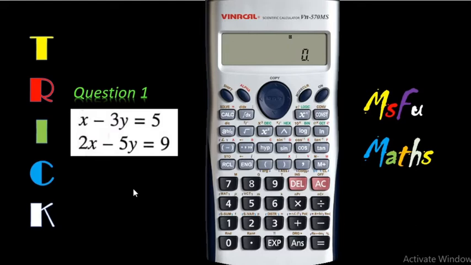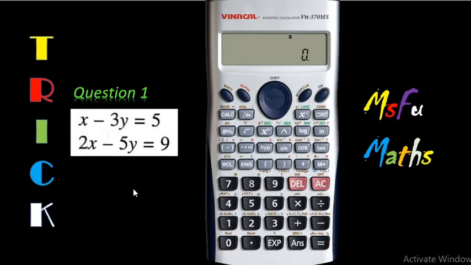Of course we can solve simultaneous equations by using the algebraic method, where you have to use the elimination method or the substitution method, or sometimes you can also solve it by using a graph. In this video, let's learn this trick. Maybe you can use it to check your answer, just to check your answer.